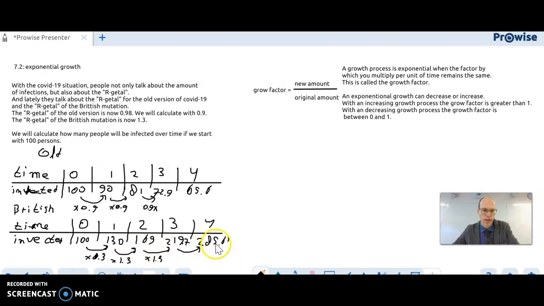What I would like you to do is try to calculate the growth from 0 to 5 if we have an R value of 0.6, and that is the value they have in England right now with very strict restrictions, where you can't do anything anymore.